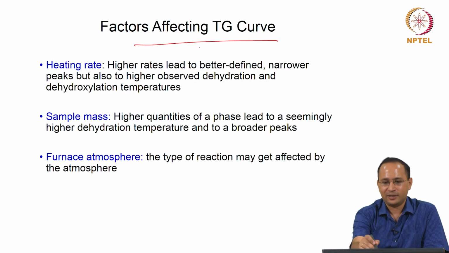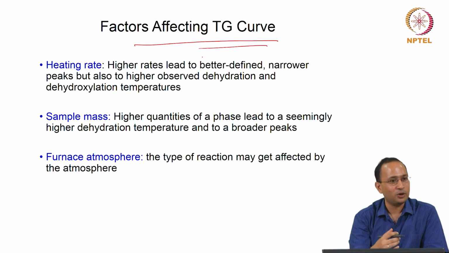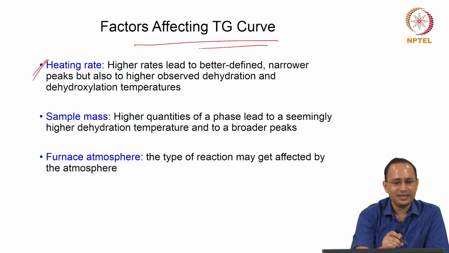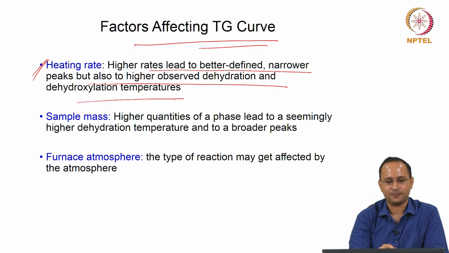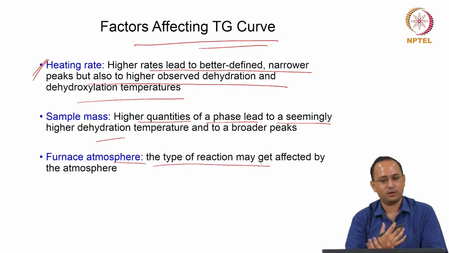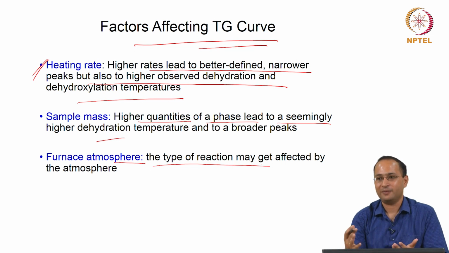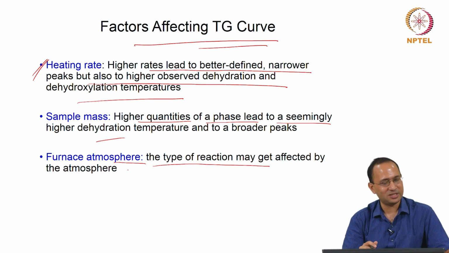Factors affecting the TG curve. Again, we are coming back to the same, because it is very important to pay attention. Heating rate affects your TG curve. Higher rates lead to better defined, narrower peaks, but also higher observed dehydration and dehydroxylation temperatures. Sample mass: higher quantities of a phase lead to seemingly higher hydration temperature and to broader peaks. Furnace atmosphere depends on the type of reaction. Suppose you are using TG for a cement paste and you have CO2, then you will have carbonation, CaCO3. So these are the things which affect your TG curve.